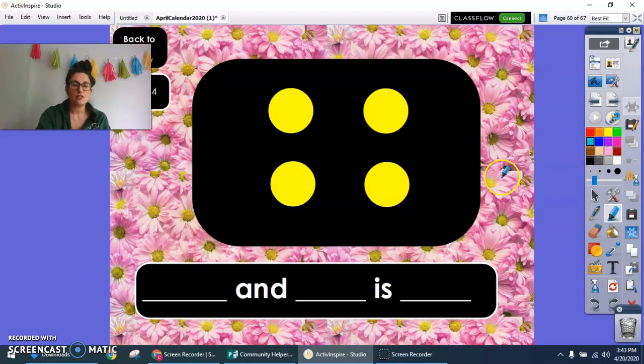So I'm going to start with my red. I see no red, so I would put a 0 right here. Oh, there it is. So 0. And then I now see 4 yellow. So 0 and 4 is 4. So if I have a 0 and I add a number, it's going to be that number, because I have nothing and then I give it 4 and that makes it 4.